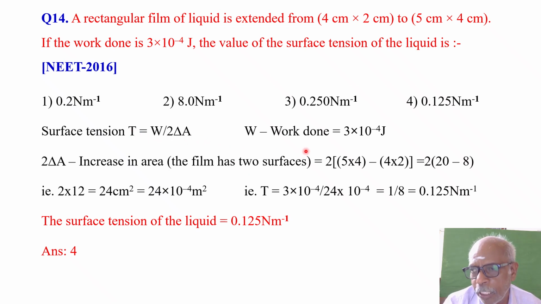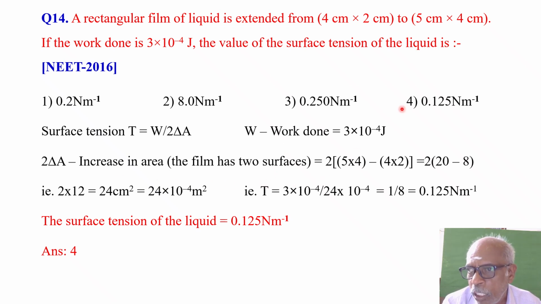Here, T is the surface tension, which you know very well. W is the work done. What is the work done? To extend the area, it is 3 into 10 power minus 4 joule. What does it mean by extended from this to this? The area of the film increases by doing the work. What does increase in area mean? Final area minus initial area. How to find this? 2 into delta A.